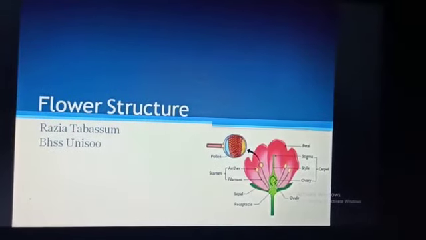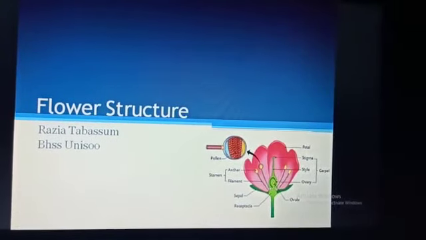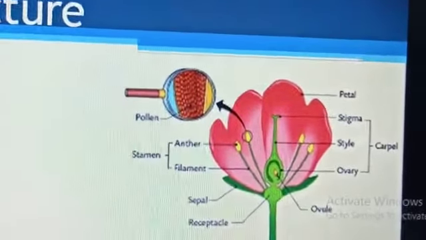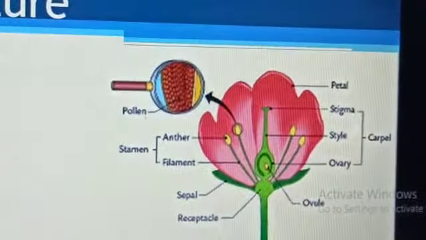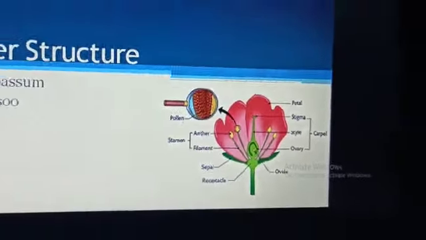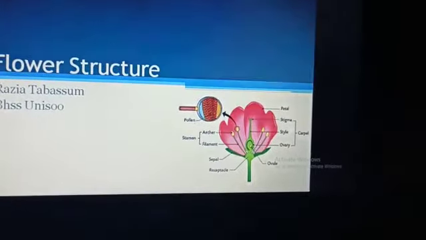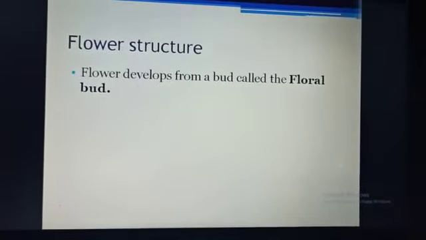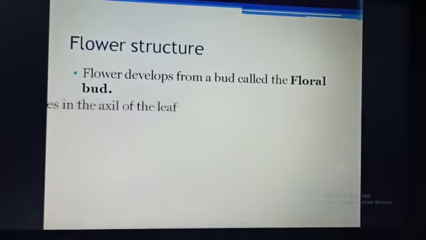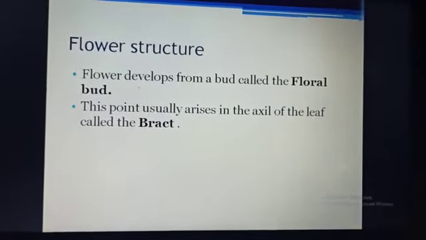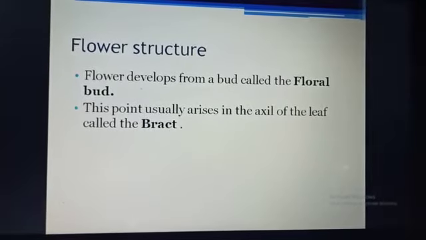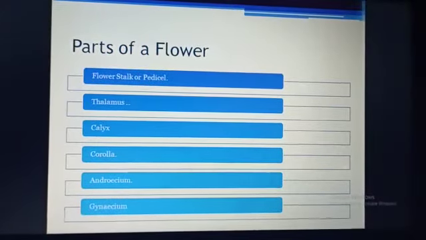Today our topic is flower structure. Here you will see first of all how a flower looks like. A flower develops from a bud called the floral bud. This point usually arises in the axil of a leaf called the bract. Then there are different parts of a flower.